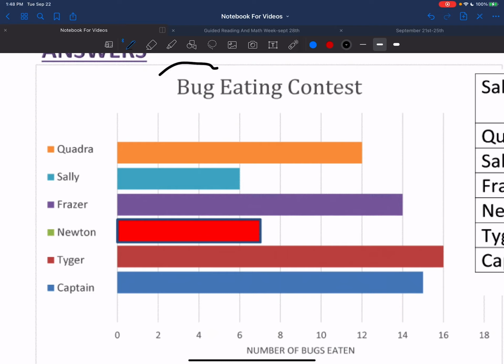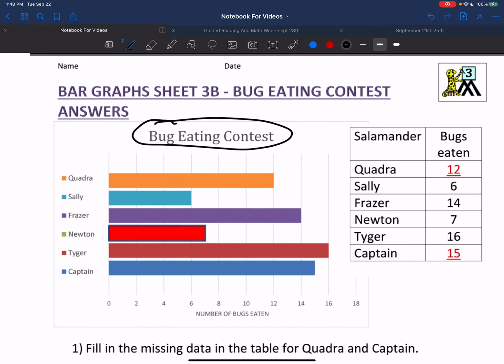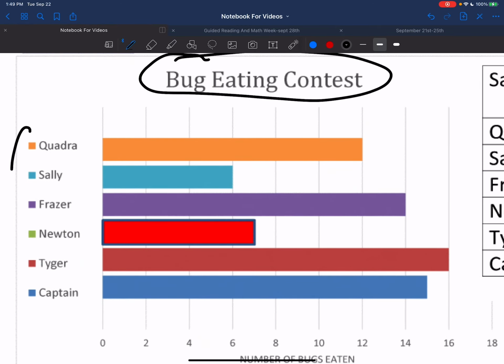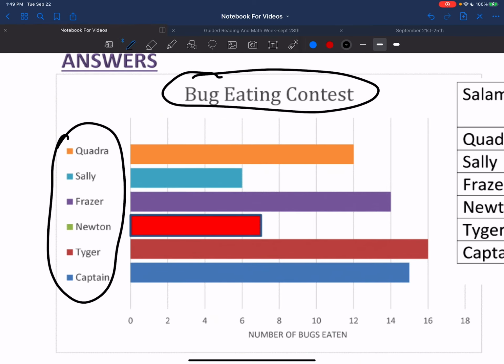So we're talking about a bug eating contest. And then for my categories, I think we're talking about salamanders. Yes, so I have the names of the salamanders. Those are my categories. And then my scale, we're talking about the number of bugs eaten. And we know that we're counting by 2s. So 0, 2, 4, 6, 8, 10. So on this scale, we know that in between we must be counting by 1. So 1, 2, 3, 4, 5, 6, 7, 8, 9, 10, 11, and so on.